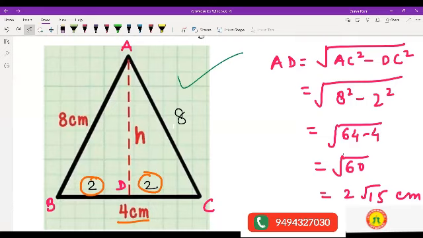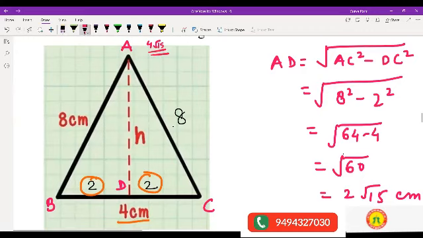Sir, is the answer 215? What, sir? The answer is? I think this AD is 215, it means the height is 215, it's not the area. Then it's 415. Okay, tell me 415. Now Harini, what answer did you get? Sir, I'm still solving this.